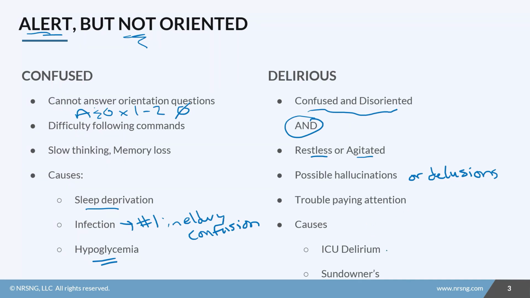Now, this happens a lot in the ICU, sometimes because of sleep deprivation, but also because of some of the meds we give them. They're really just kind of losing touch with what's really going on. And then we also see delirium in Alzheimer's patients when they're sundowning.